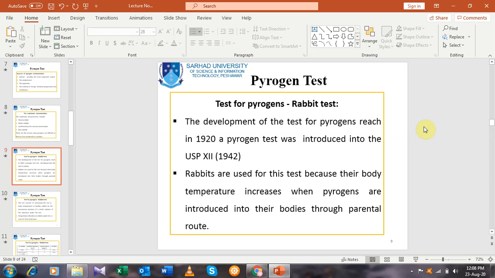That's why we have to select the mature and healthy rabbits. Before performing this test on the rabbits or animals, we will select those rabbits which are healthy, which have no problem of pyrexia. If they already have a problem of pyrexia and their body temperature is raised, it means that they should be rejected, they should be excluded from the test.